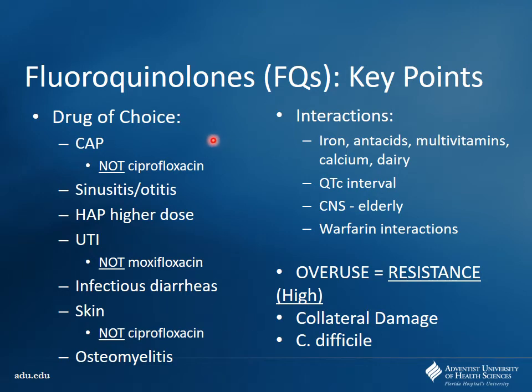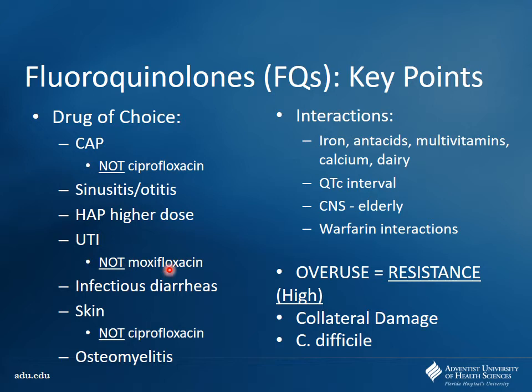Now, key points about the fluoroquinolones is they are going to be the drug of choice for a lot of community-acquired pneumonias, and again, a lot of people get this overprescribed to them because it does have pretty broad coverage. We don't like to use Cipro as a respiratory fluoroquinolone, mainly because of some of the coverage issues, which we'll talk about a little bit later. But certainly, otitis, sinusitis, you can use it for that. Hospital-acquired pneumonias, we may use this for higher doses due to resistant bugs, and then occasionally use it for UTI.